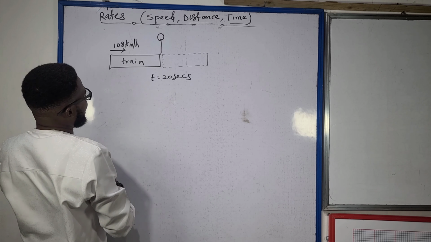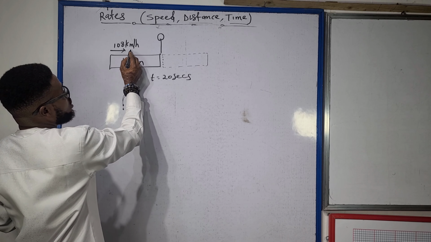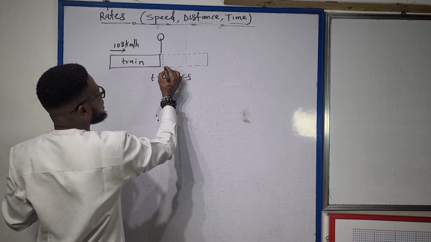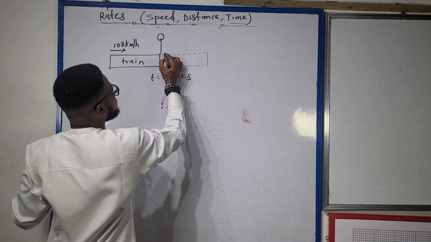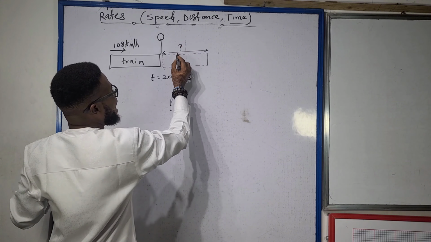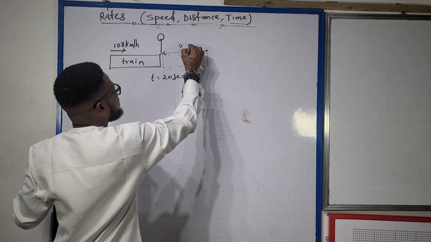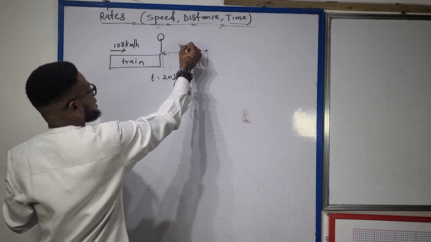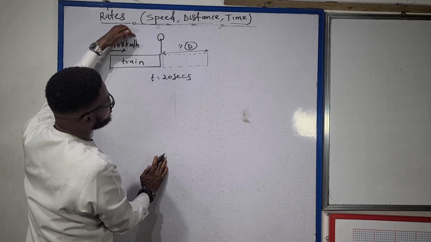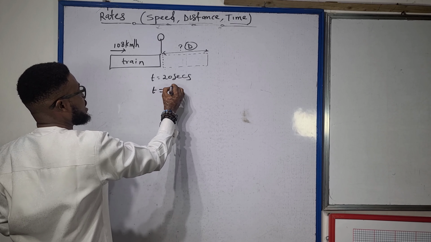So when we try to look at the length of the 20 seconds here, you see this is 108 kilometers per hour. So they're asking me what is the length of this train? Asking me the length of this train is like asking me for distance. So the unit does not rhyme. This is in kilometers per hour, this is in seconds.